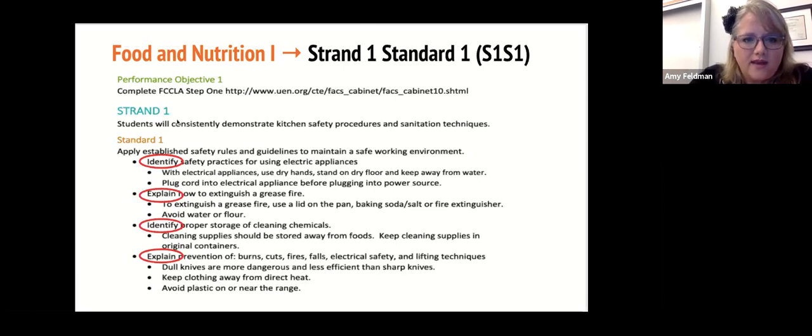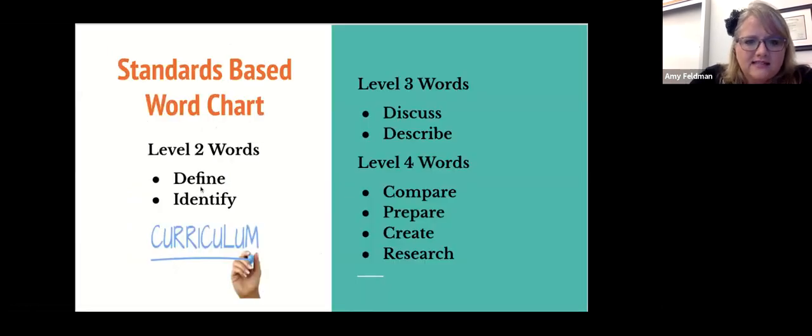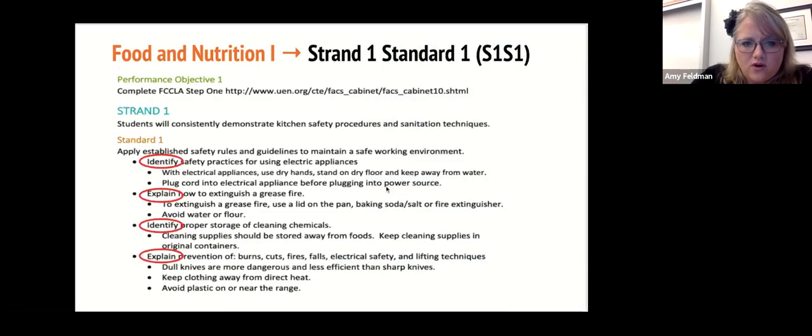So under strand 1, there's a standard 1. Under standard 1, there's all these bullet points, okay? These are the words I'm looking for to decide, is it a level 2, level 3, or level 4, okay? So identify is a level 2 word. Explain is a level 3 word. Identify is a level 2 word. Explain, a level 3 word, okay? And up here, the performance objective, I count that as a level 4 because you actually have to do something. And you have to be able to teach it.